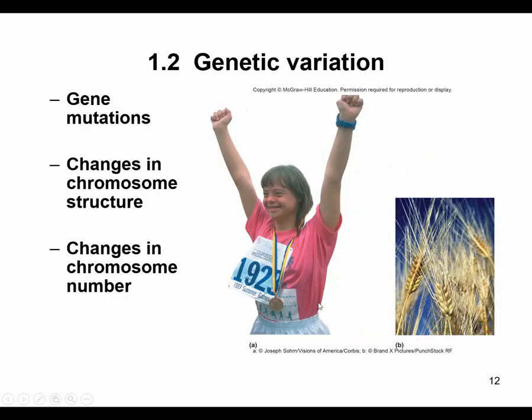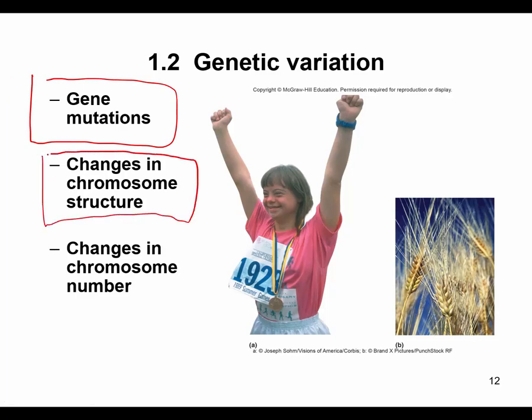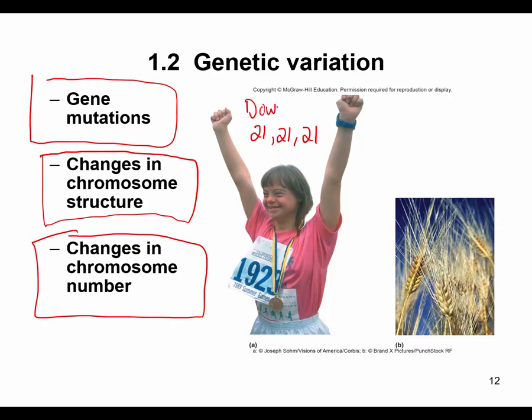Some other sources of genetic variation. Well, first of all, we have gene mutations. We'll talk a lot about that. That's a nucleotide change in a gene. We have changes in chromosome structure. You can have translocations and deletions and additions in chromosome structure. You have changes in chromosome number. That's what this picture is showing. This girl right here, she has trisomy 21. She has 3 number 21 chromosomes. That's called Down syndrome or trisomy 21.